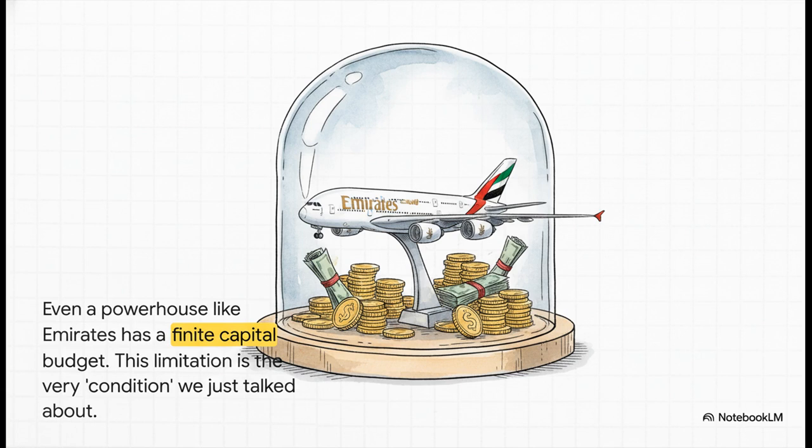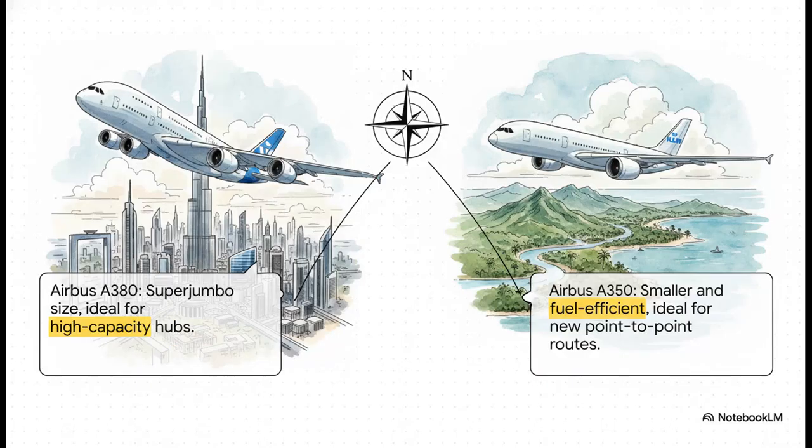And that very limitation, that fact they don't have infinite resources, that is the condition we were just talking about in the definition. Exactly. So because their capital is scarce, Emirates faces a choice. Do they invest that money in more of the enormous Airbus A380 Super Jumbos, which are absolutely brilliant for those high-capacity routes between major hubs? Or do they use that same money to buy the smaller, much more fuel-efficient Airbus A350, which is perfect for opening up brand-new direct routes?